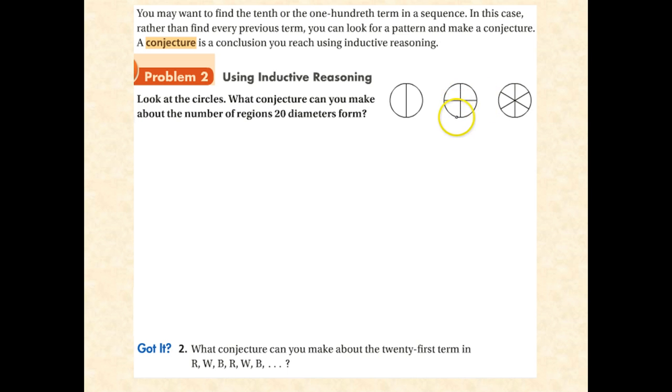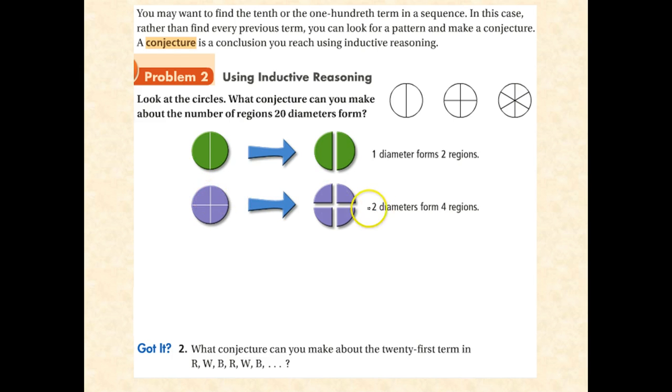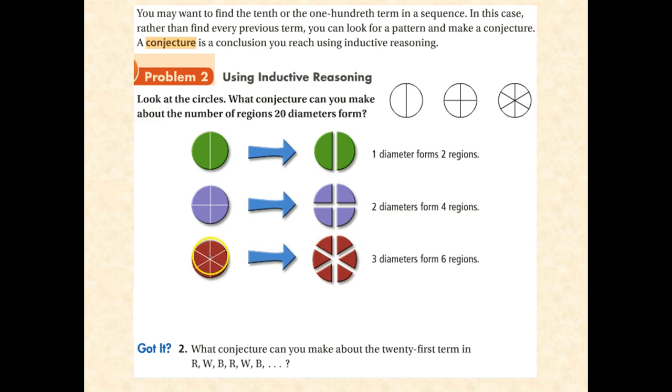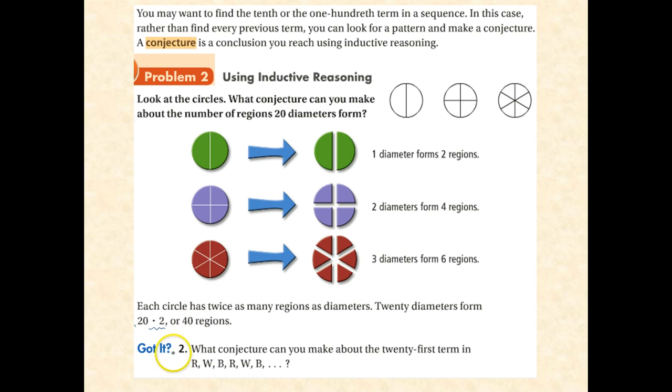There's 1 diameter, 2 diameters, 3 diameters. So let's look at the pattern. 1 diameter makes 2 regions. 2 diameters makes 4 regions. 3 diameters makes 6 regions. So if this pattern continues, it looks like the number of diameters times 2. So if we get to the 20th diameter, it'll be 20 times 2 and make 40 regions. So see if you can make a conjecture about number 2 here. Pause it and then push play to see if you're right.